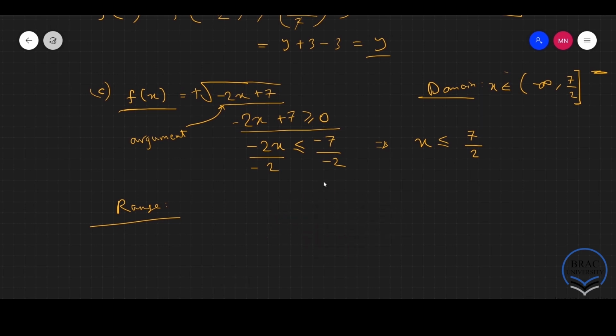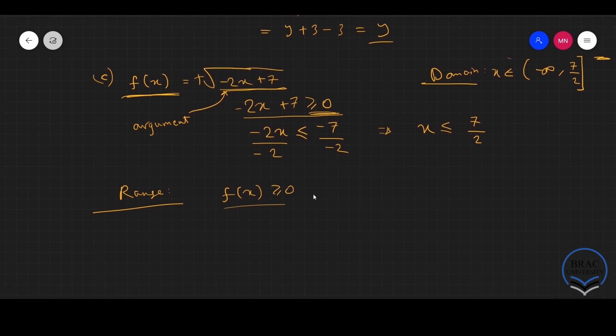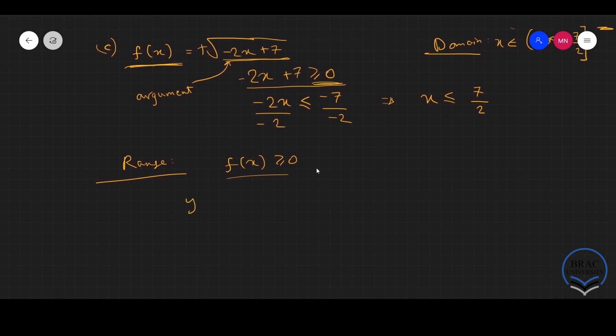So we will always have non-negative outputs, since the argument is always non-negative. So the output will always be non-negative. So f of x will always be greater than or equal to 0. Now also, once again, we can show this explicitly by letting y equal f of x, equal to the square root of minus 2x plus 7.